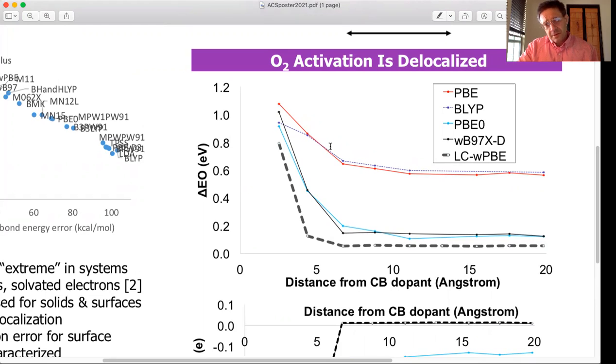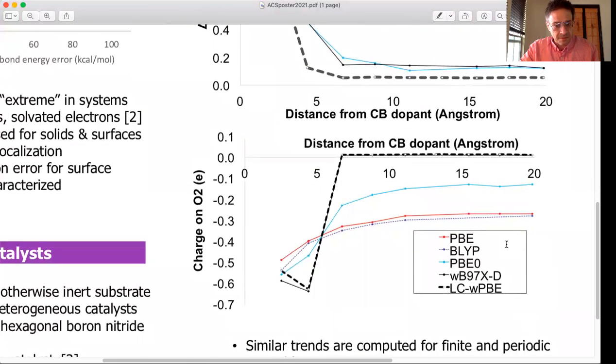PBE and BLYP, I'll just say that those are what people tend to use for surface chemistry. They give activation very far from the dopant. These hybrid functionals, omega B97X-D, LC-omega-PBE, don't worry too much about the details. They give something that makes more physical sense, that your activation gets very, very small far from the dopant. We look at charge transfer, the same thing happens. The standard DFT functionals that people use on surfaces give charge transfer even when you're 20 angstroms away from that carbon. The hybrids give negligible charge transfer from the dopant, which is what we would expect physically.